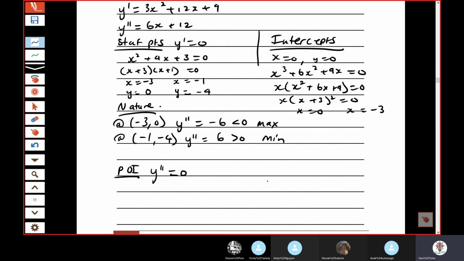Last bit, point of inflection. How do we find a point of inflection? Y double dash equals 0. Again, what's the key word in point of inflection? It's a point. We've got to find x and y, so don't forget that. So you go 6x plus 12 equals 0. X equals -2.